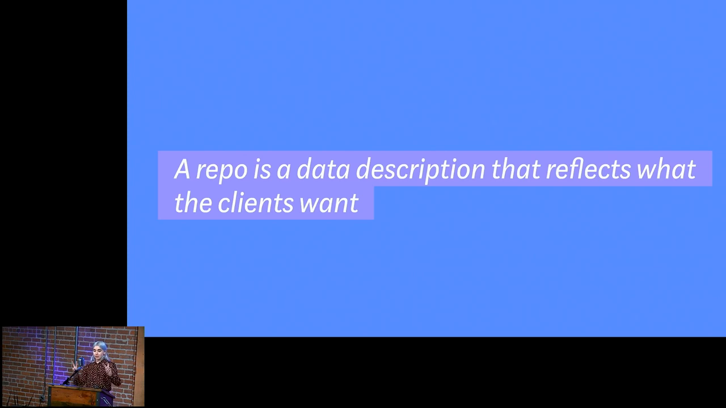A repo, or repository, is sort of what you can think of as a data description that reflects what the clients want. So you have your schema for GraphQL, and you have your repo, which is this intermediate step, and then you might have your actual data, maybe a protobuf or what lives in your database. So there are maybe three descriptions happening here.